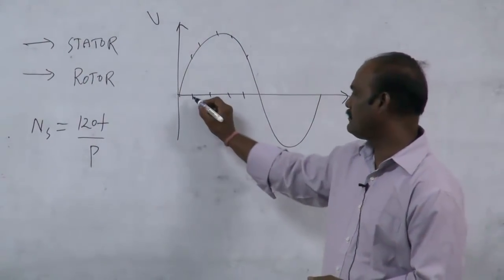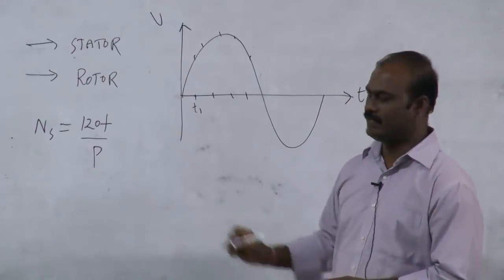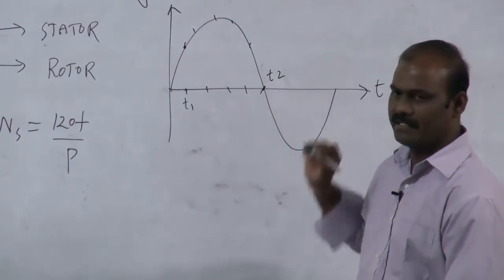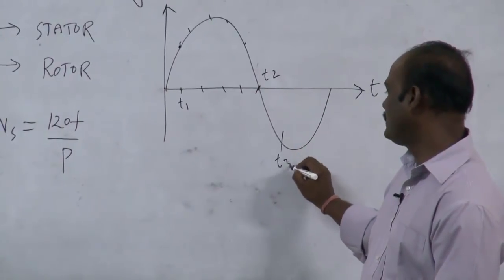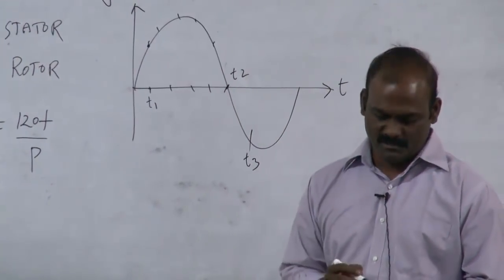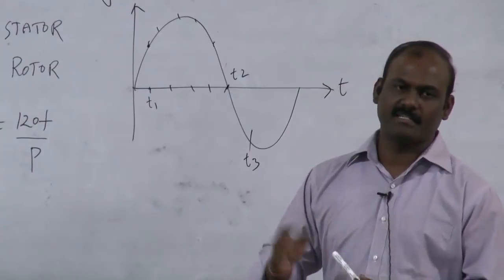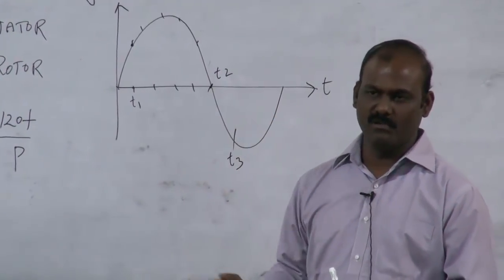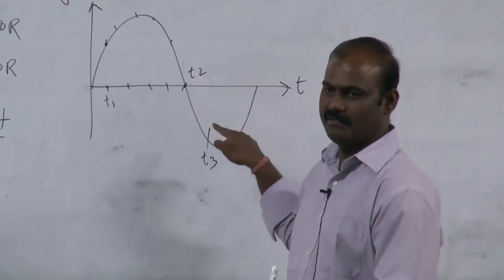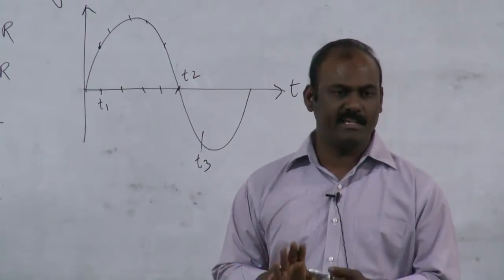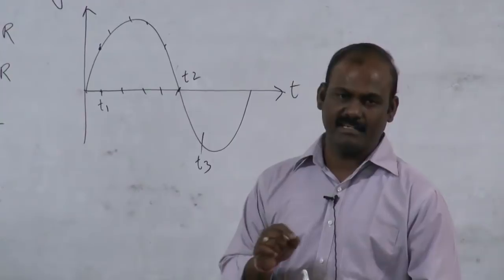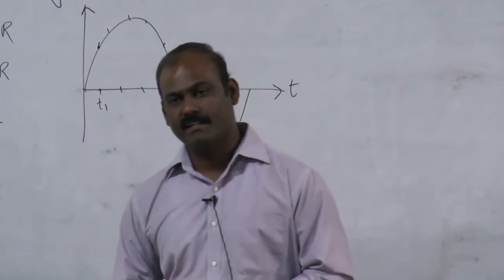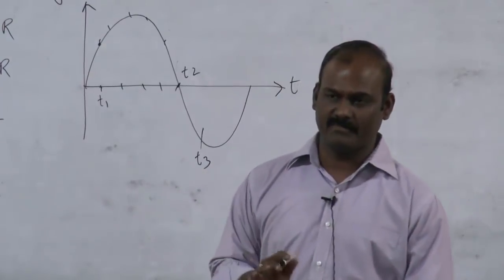So let us say at T1 some magnitude will be there, at T2 some magnitude is there, at time T3 some magnitude is there. So here as far as time is concerned, magnitude is varying from high to low through 0, right. But it is not a rotating magnetic field, it is an alternating field. There is a difference between rotating field and alternating field, right.